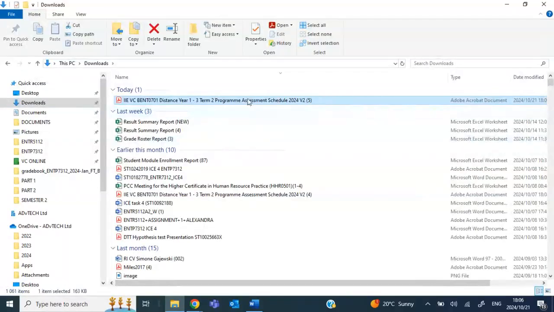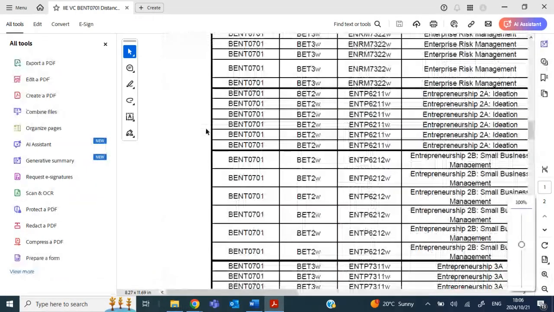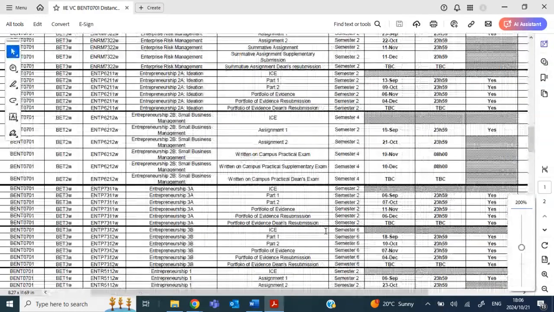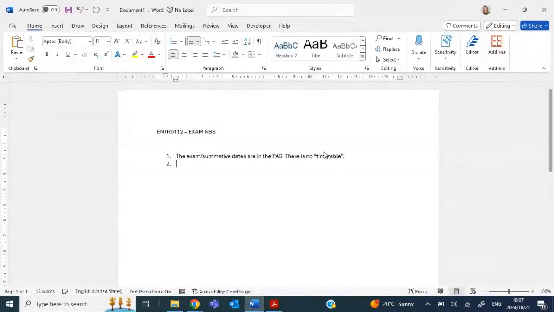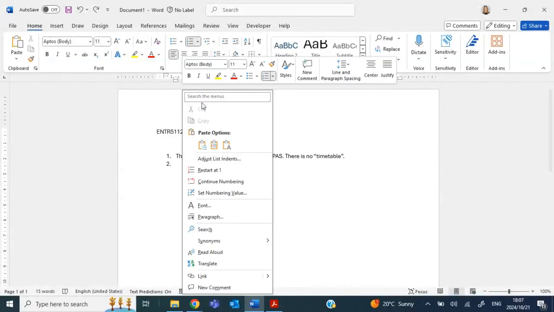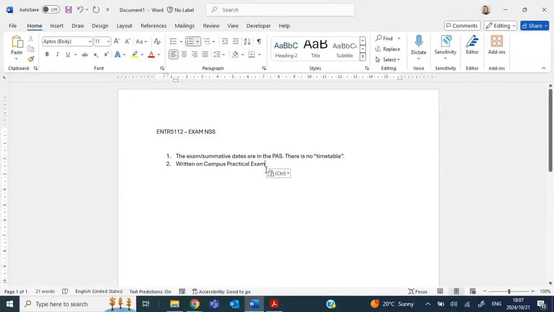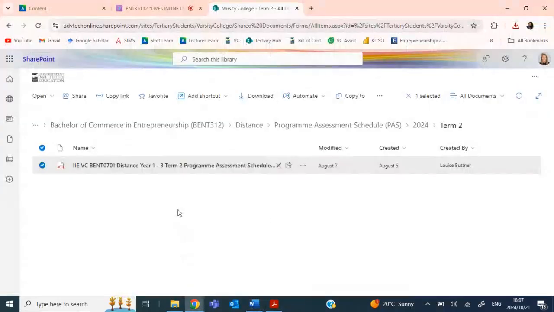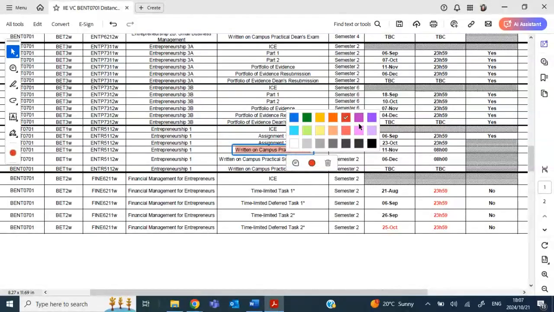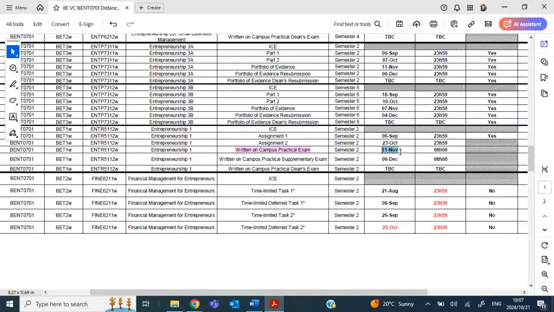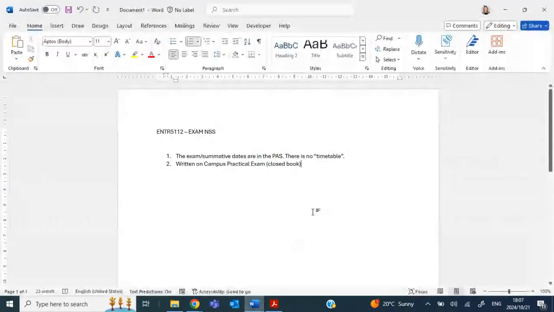So if we have a look at our program assessment schedule, we can see there that under entrepreneurship 5112, our exam will be a written on campus practical exam, and it's a closed book. So that means you would have to know everything in your module, or at least have a good understanding of everything that's in your module. So it is a written on campus practical exam, and it's on the 11th of November at 8 o'clock in the morning.